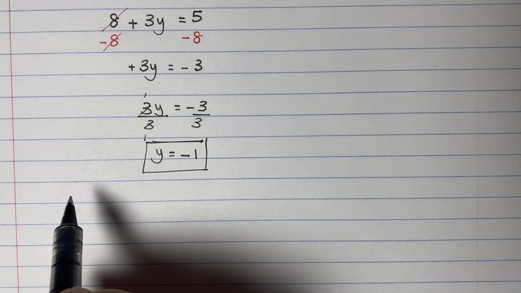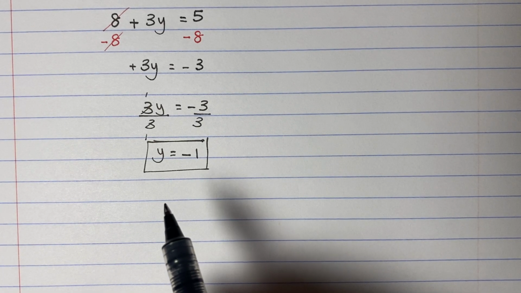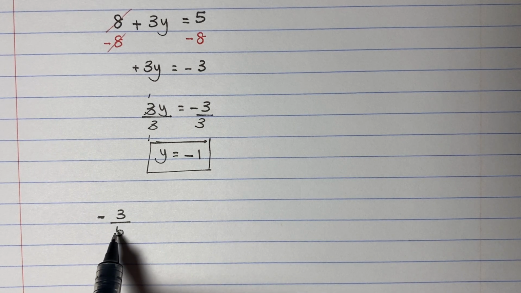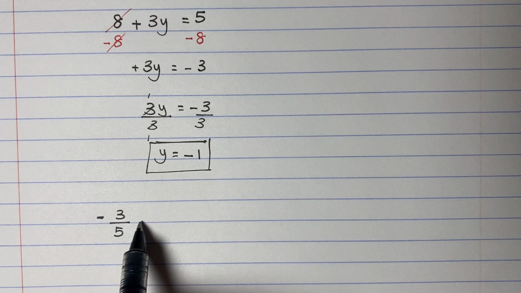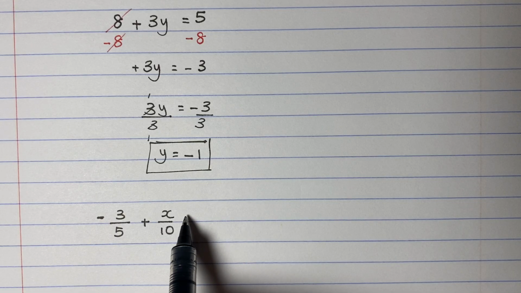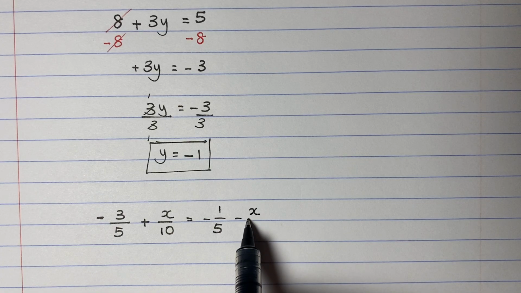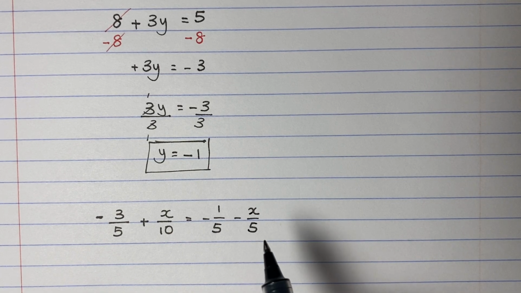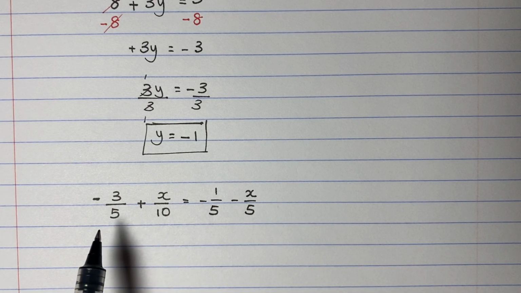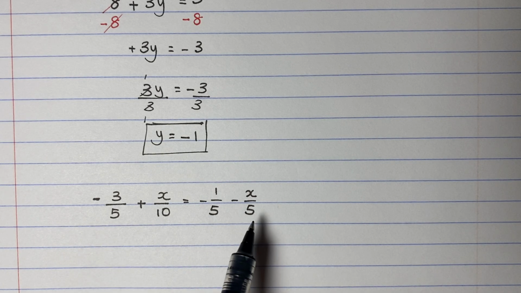Let's do also a question where the variable is on both sides and involves fractions. Something which frightens students. Shouldn't. The question is minus 3/5 plus x over 10 equals minus 1/5 minus x over 5. Well, if fractions worry you, to get rid of the fractions, we can times every fraction by 10. And no fraction will be left.